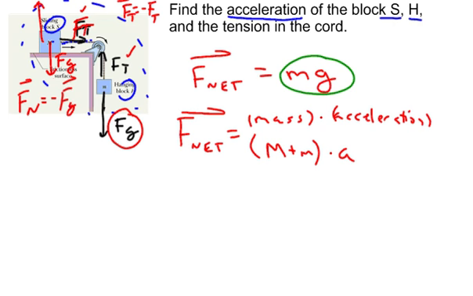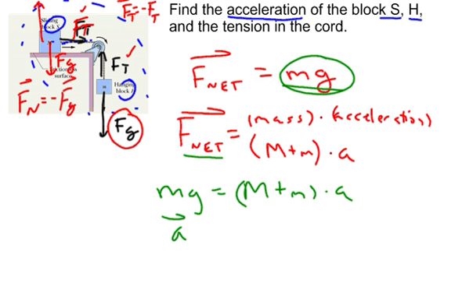So therefore, we can set up our equation that the net force, which is little mg, equals mass times acceleration, so big M plus little m, times a. So my acceleration is going to be, oops, let me rewrite that. Dividing, we have a equals mg over big M plus little m.